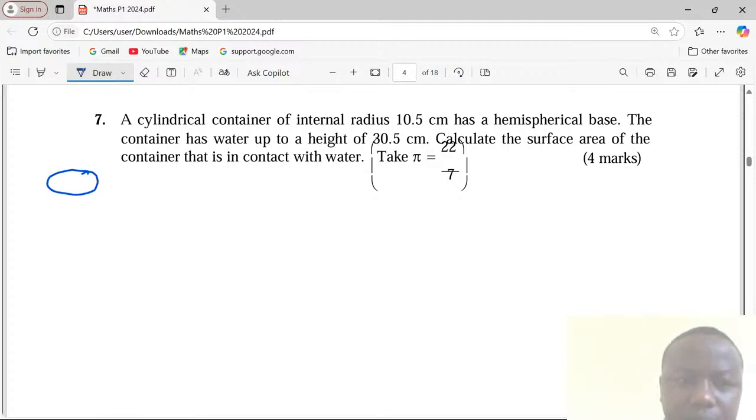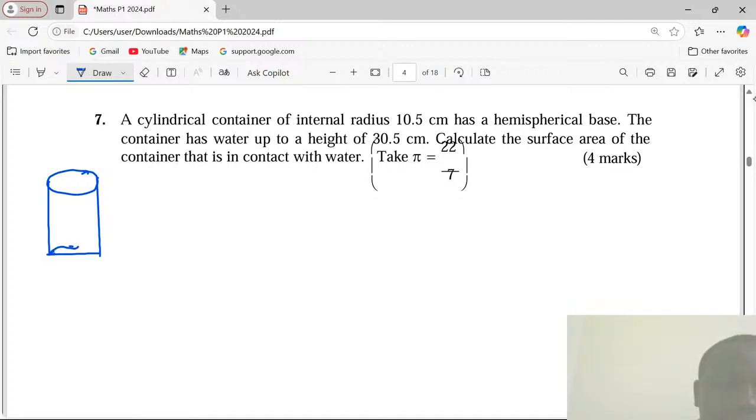Cylindrical. Then we are told that the base is not just a cylinder, but a hemisphere. The base is hemispherical. Look at the sketch. So apart from the cylindrical part, now we will talk about a hemispherical base like that. So this is how the container looks like.